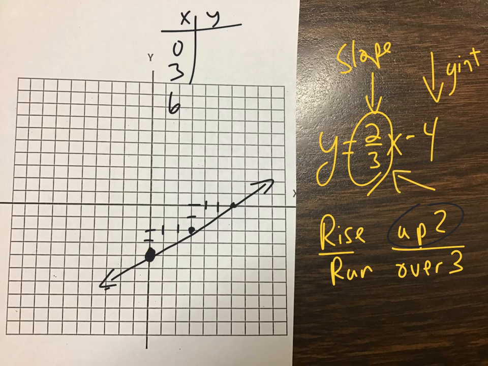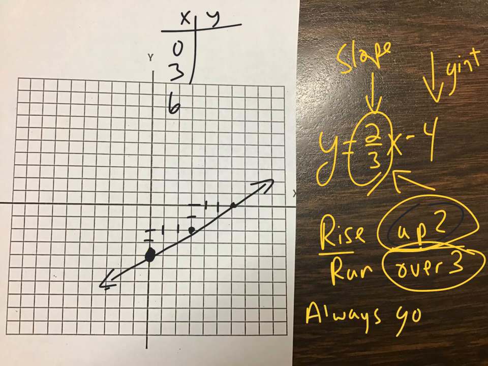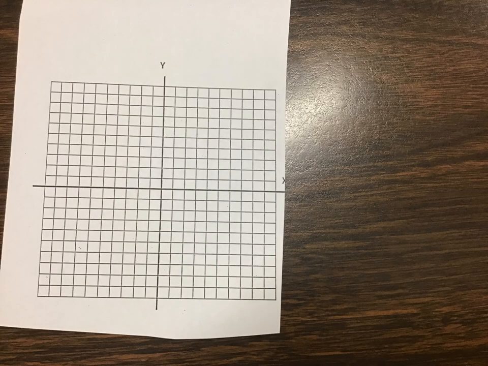Just make it a fraction and you just use the top number to go up or down and your bottom number to go over. And always go which direction? Right. Notice I went to the right, didn't I? I didn't go backwards. Always go right. That's why I want you to put your negative on the top.